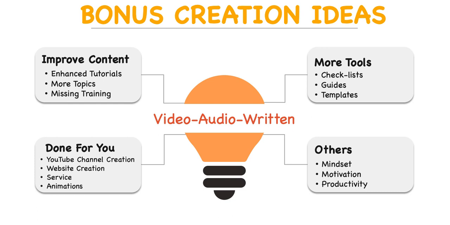So there's various things you can do. You can improve the actual content, so you can enhance some of the tutorials, add a few more topics, add some missing training. Let's say, for instance, you buy a product that is all about website creation but doesn't have anything to do with traffic generation, then you might be able to add additional content around traffic generation. I've seen that lots and lots of times. You need to make sure it's the right type of training, but that's just one idea about how you can fill in the gaps on some of the products that you are promoting.